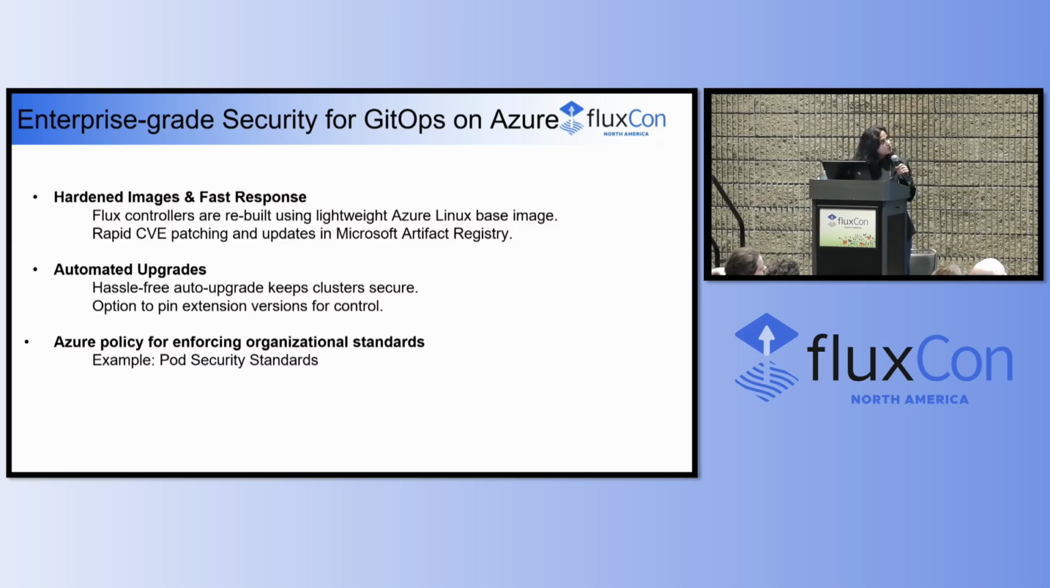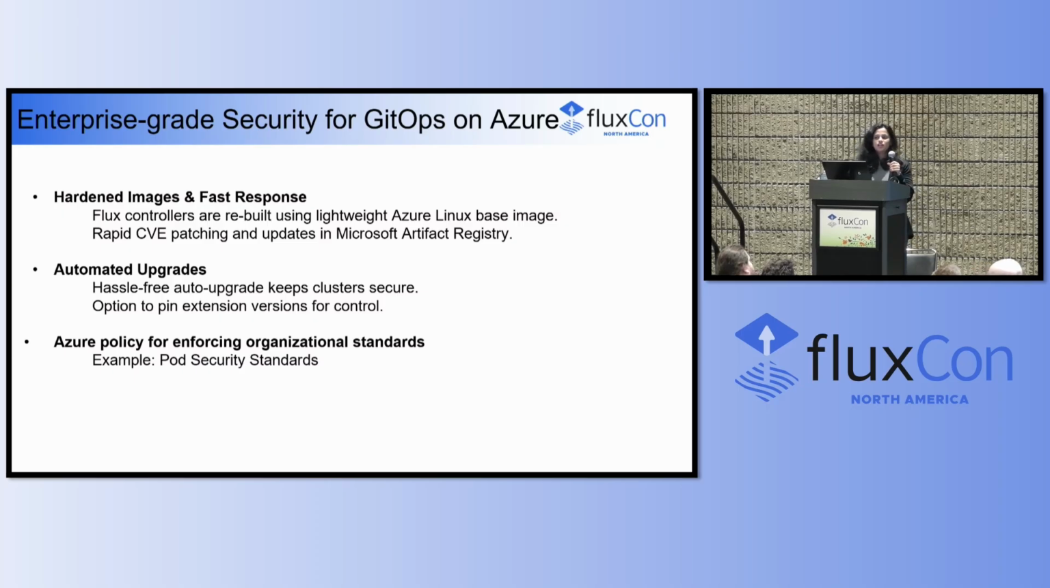With the Azure Flux extension installation, the upstream Flux controllers are rebuilt using Azure Linux as the base image. Azure Linux is a lightweight distribution of Linux that has a smaller memory footprint. It boots up faster. It just has a smaller attack vector as well.